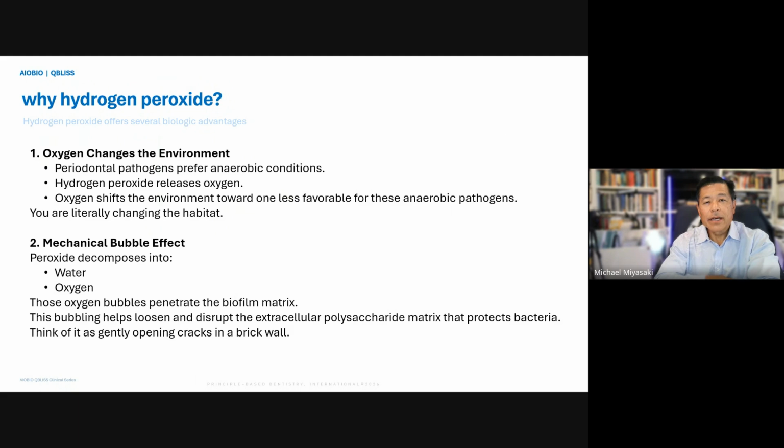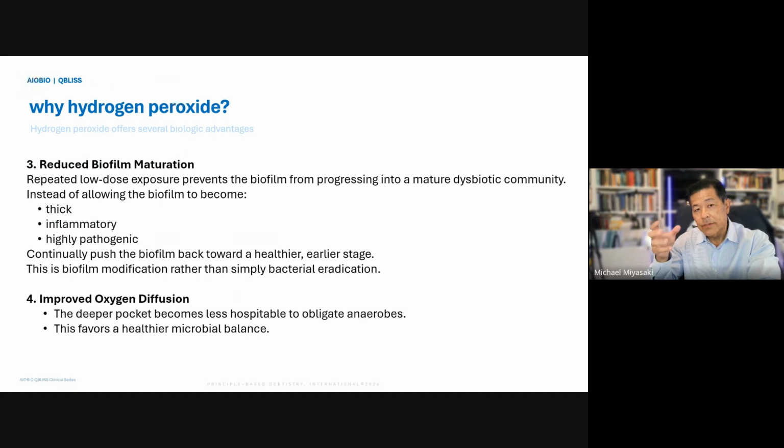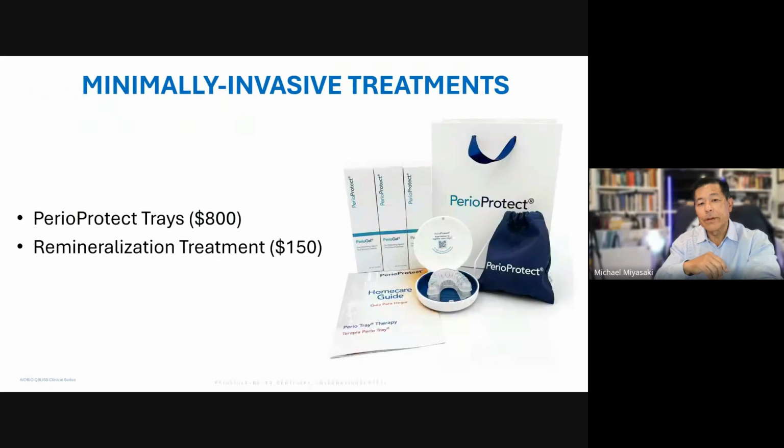Because the hydrogen peroxide helps to keep the anaerobic bacteria under control because it's releasing oxygen. So again, what we're doing is we are adjusting the matrix and loosening up the extracellular polysaccharide matrix that's built up in this community of mature bacteria. It's a very low dosage. Hydrogen peroxide occurs naturally in the body, so there's really no chance of any kind of allergies. And these trays help push the hydrogen peroxide deeper into the pockets.